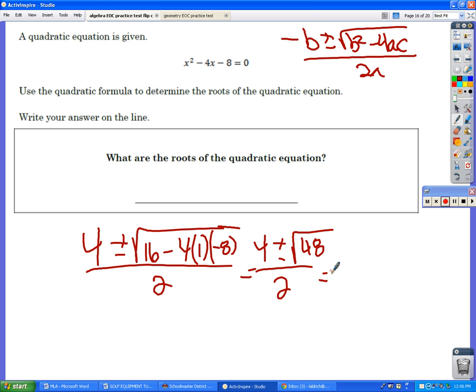And then you could just go from there on a calculator, go 4 plus the square root of 48 and take that answer divided by 2. Go 4 minus the square root of 48, take that answer divided by 2. If you do that, you should get 5.46 and negative 1.46. Now there is another way of doing this where you get an exact answer. What's the biggest perfect square number that you can think of that goes into 48 evenly?